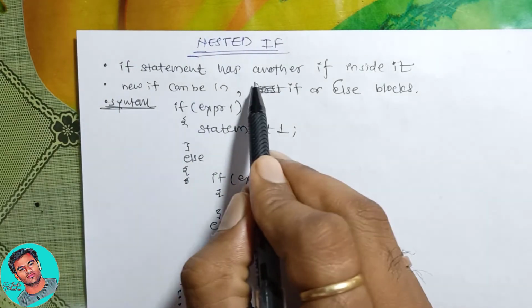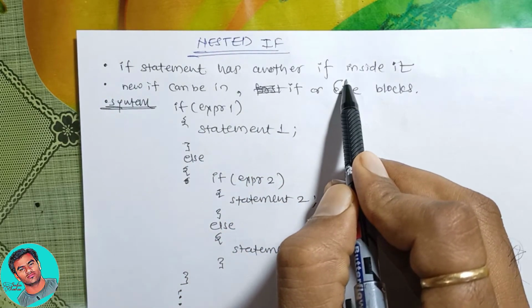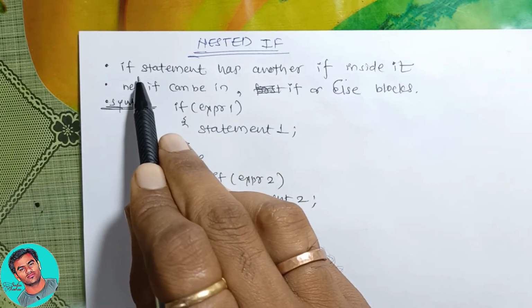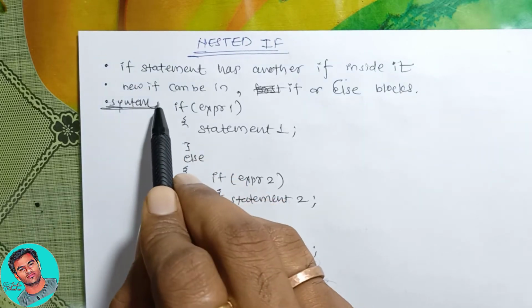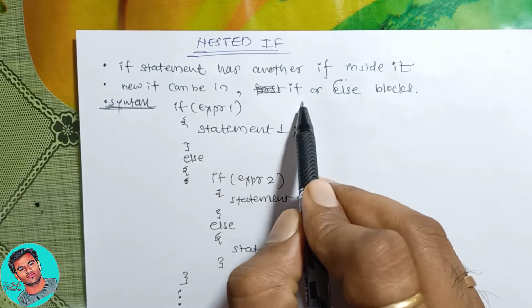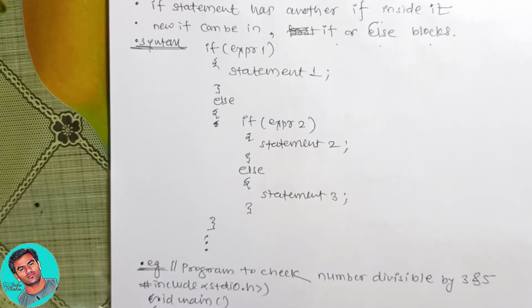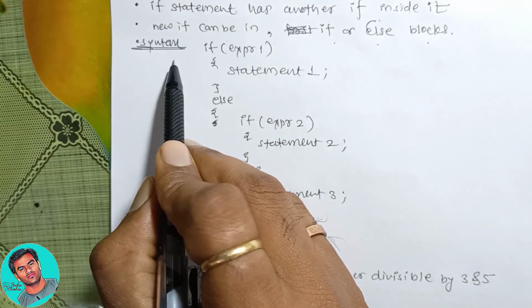So an if statement has another if inside it, or an else statement can also be considered inside an if statement. So a new if can be in an if or else block. How is that going to happen? We are going to see it in the syntax.